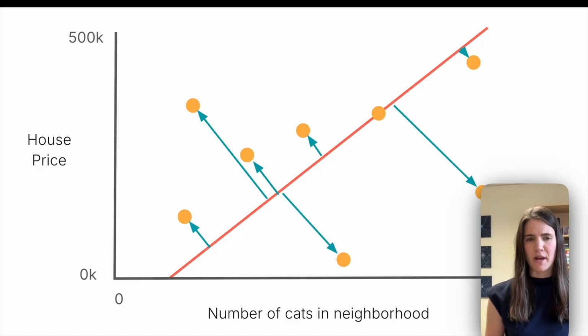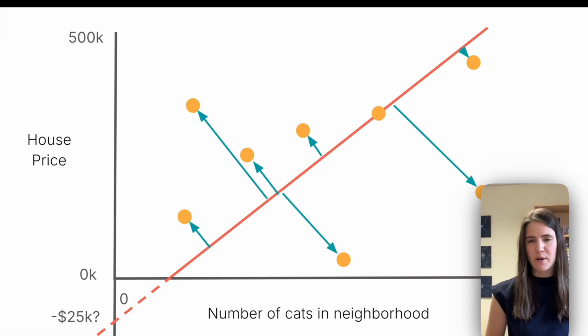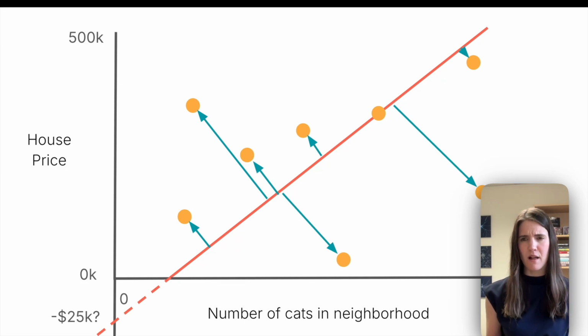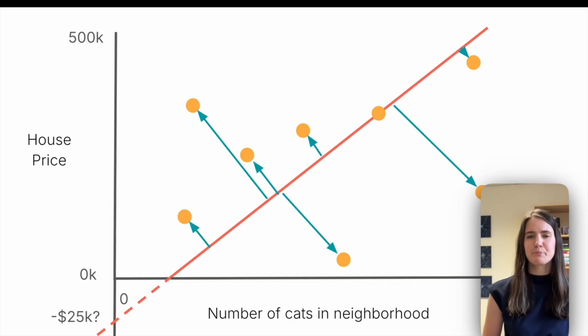But this plot has a little bit of an issue, which is that if we extend this line further, we would find out that if there are 0 cats in a neighborhood, our house would actually be worth negative $25,000, which doesn't actually make any sense. If there's no cats in the neighborhood, you shouldn't have to pay someone to take your house.